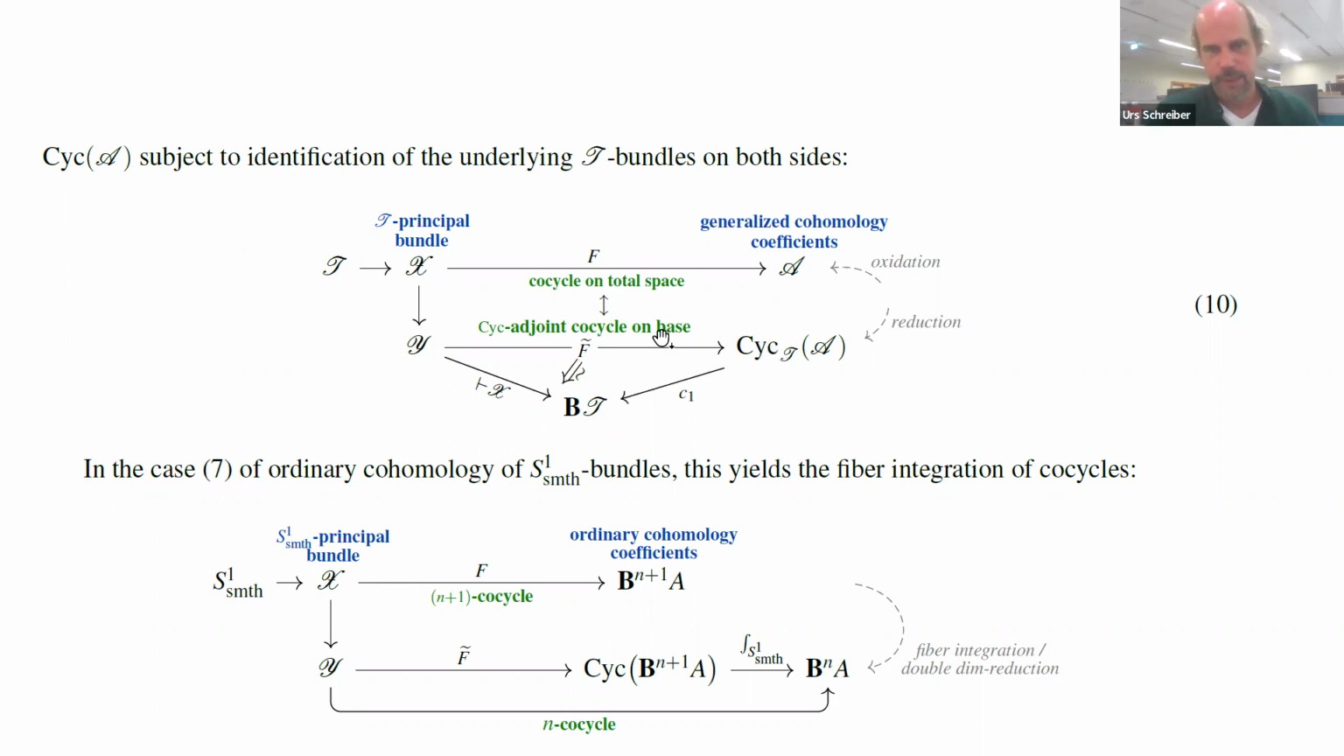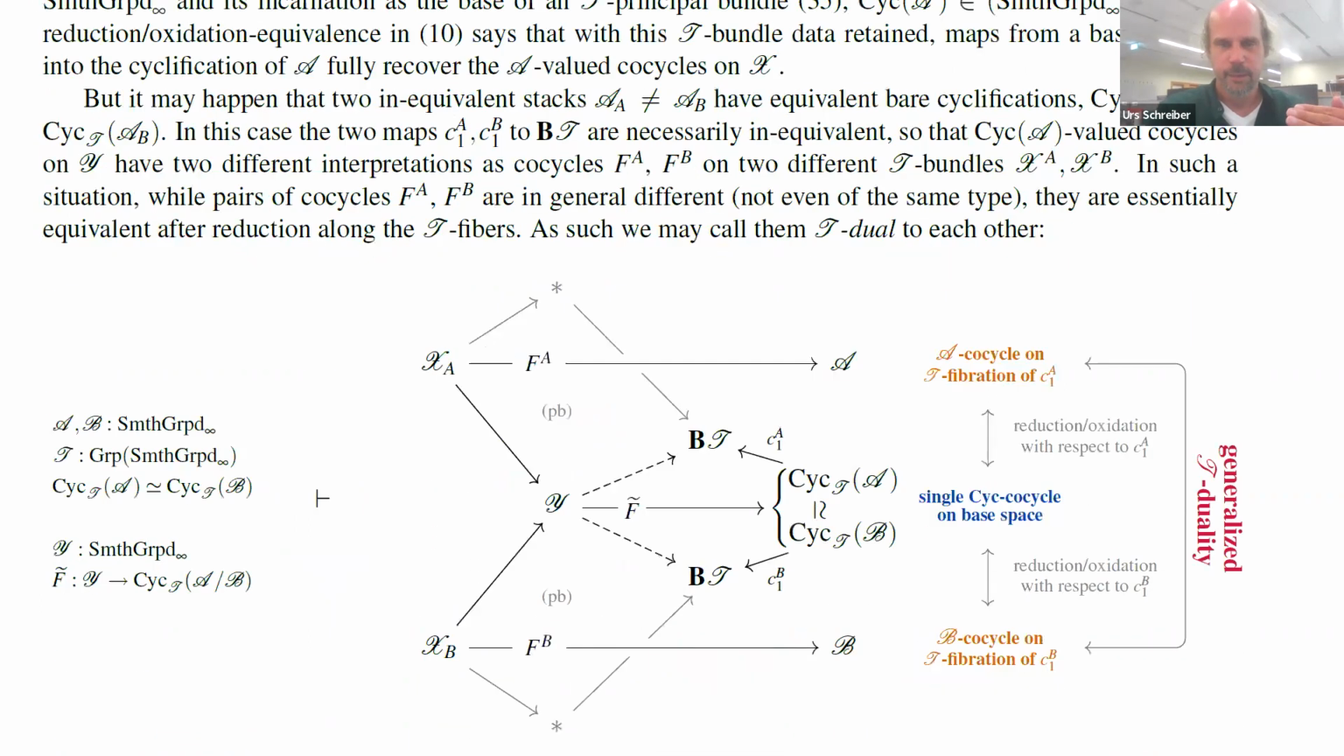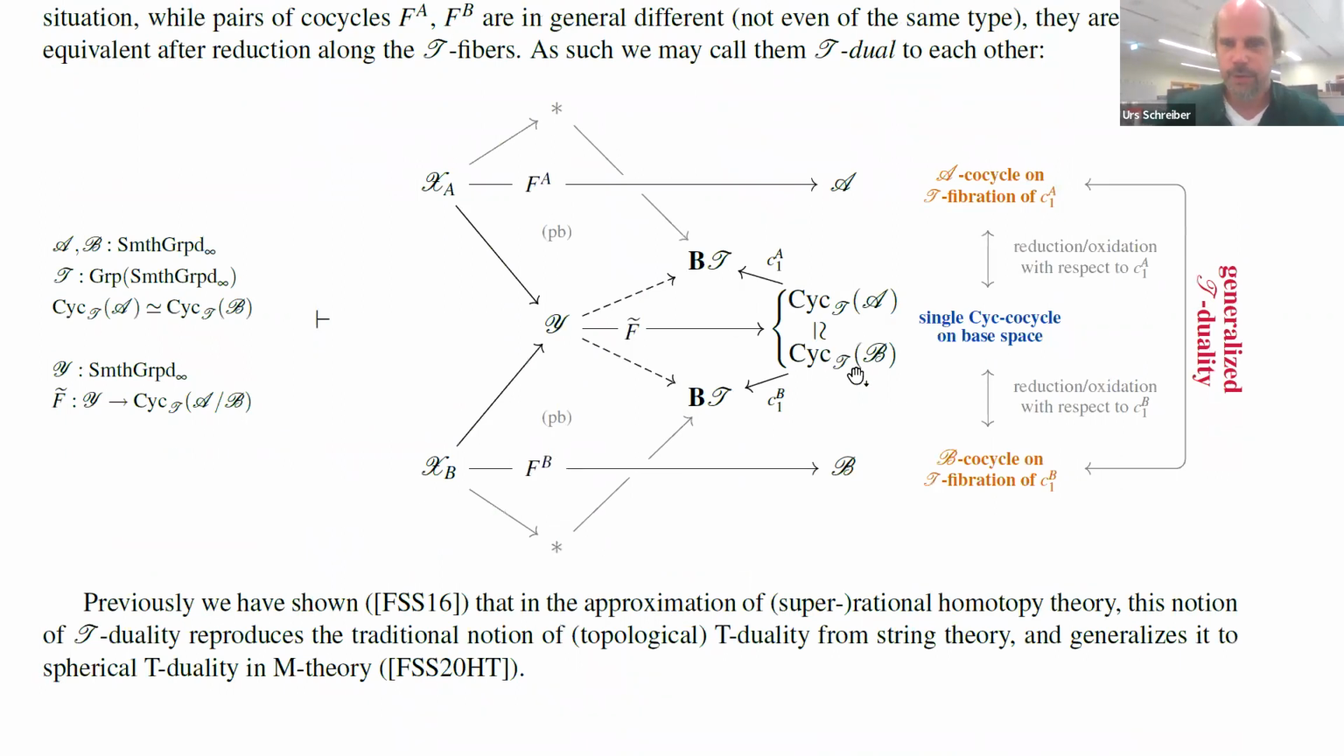But this changes as we forget the slicing. It can happen that two such cocycles here become equivalent if we allow the equivalence to not respect the slicing. This is what this diagram is meant to indicate. Suppose you have two coefficients, A and B, infinity-stacks whose cyclification happens to be equivalent just as plain stacks, not as stacks fibered over BT. Then, if we're at the base of a T-principal bundle and map into these, there are now two ways to oxidize back. We can think of this as being a cyclic cocycle on Y. And we know from the previous discussion that cyclic cocycles on Y are equivalent to non-cyclic cocycles up on some T-principal bundle over Y. But now we have a choice because these are equivalent here without the fibration.